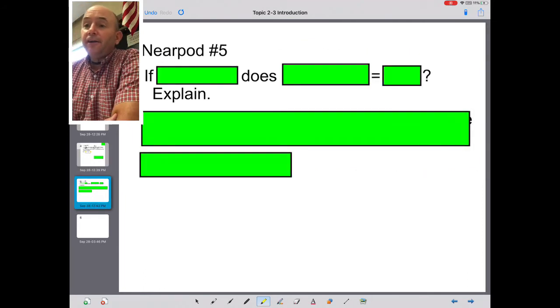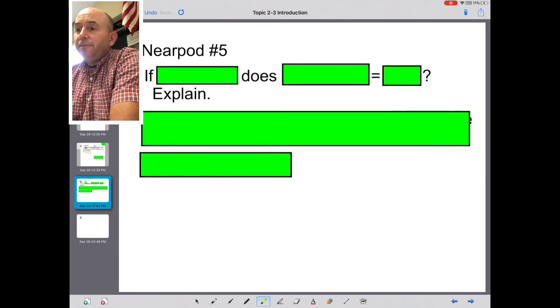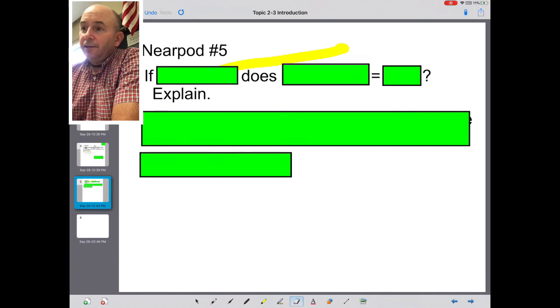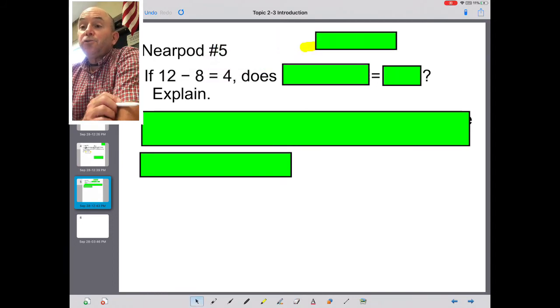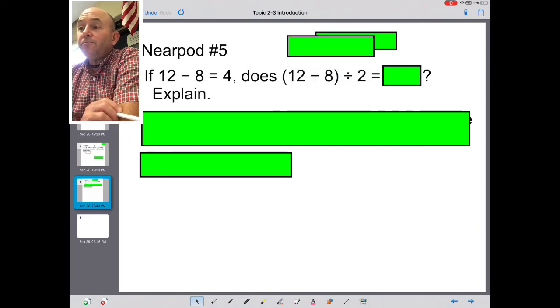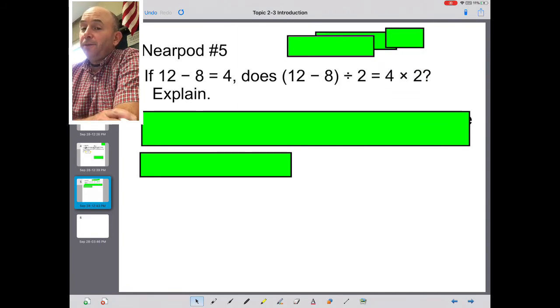Nearpod number 5. If 12 minus 8 equals 4, does 12 minus 8 divided by 2 equal 4 multiplied by 2? Pause the video and explain your answer. Alrighty, here we go, kids.